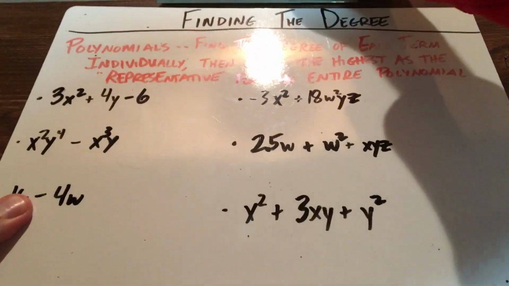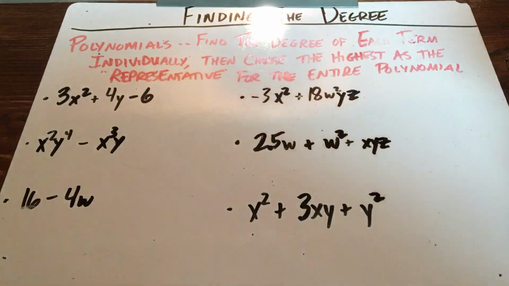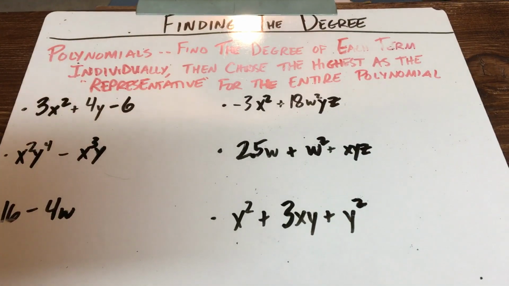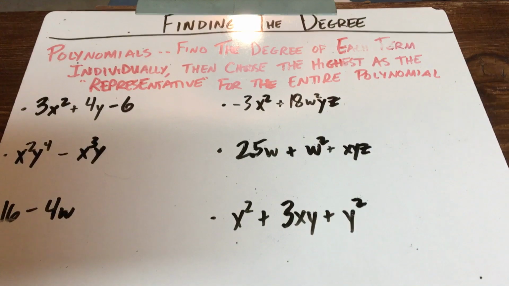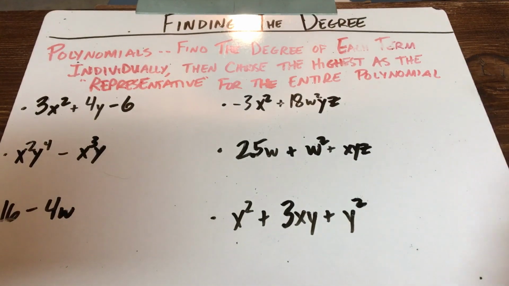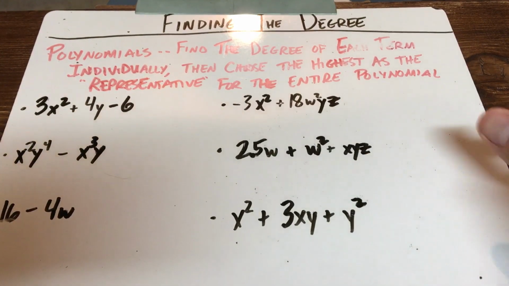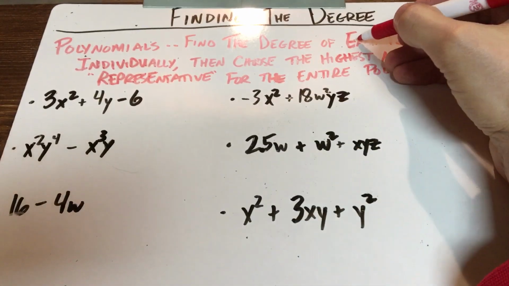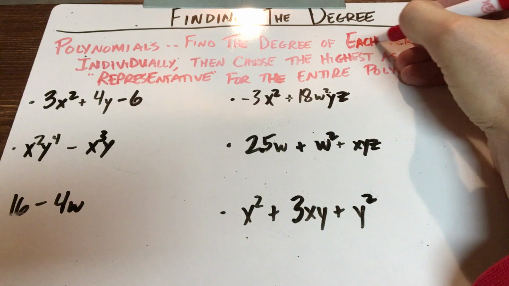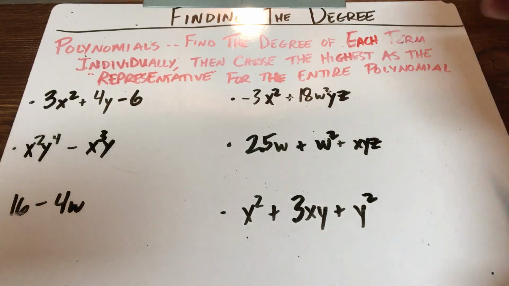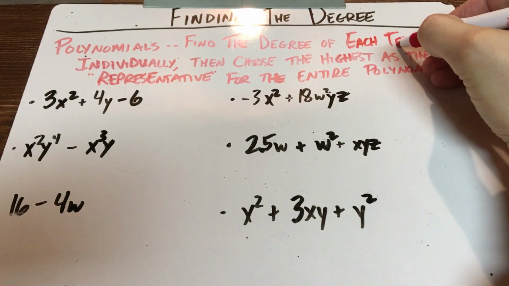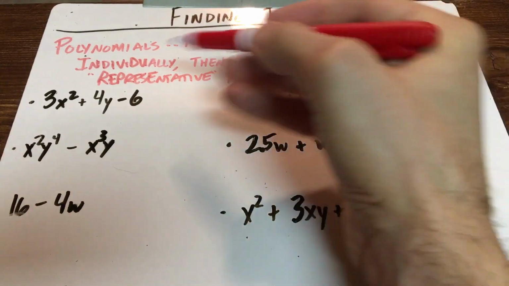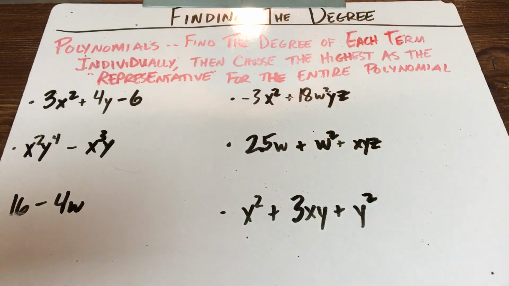What about if they give you a binomial, a trinomial, right? Something that has lots of terms. And sorry, my marker kind of faded there. If you have more than one term and it's not a monomial, it gets a little bit tricky, but we can do it. What you want to do is find the degree of each term individually, and then choose the highest one as your representative for the entire statement, the entire polynomial, right?